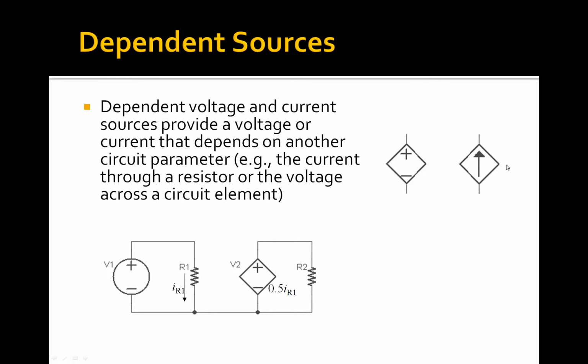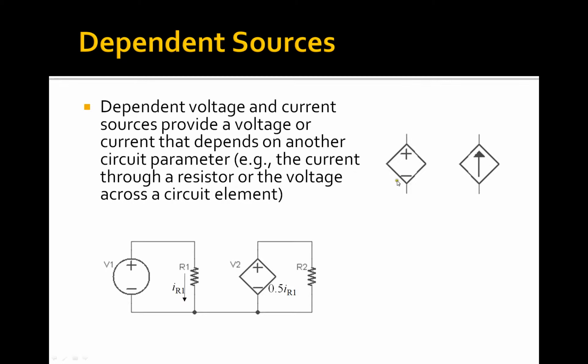Additional circuit components that we need to consider are dependent sources. Dependent voltage or current sources provide a voltage or current that, surprisingly, depends upon some other circuit parameter. A dependent voltage supply is represented in a circuit schematic by a symbol very similar to an independent supply. The exception is that the dependent voltage supply is represented in this diamond shape, whereas the independent voltage source is represented with a circle around the plus and minus symbols here.